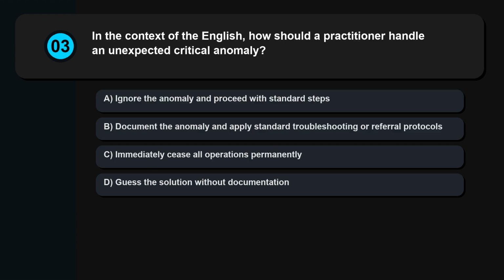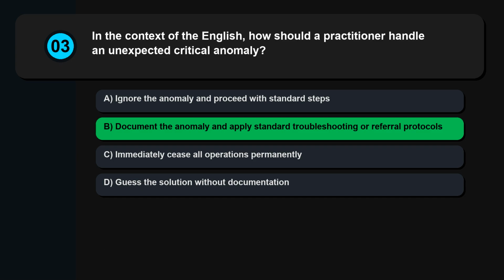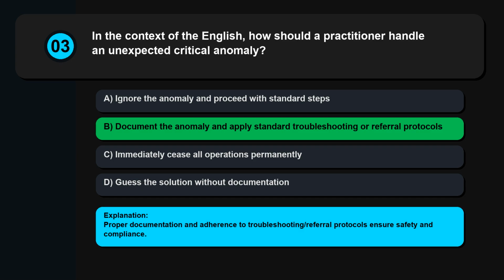Question 3. In the context of the English, how should a practitioner handle an unexpected critical anomaly? Ignore the anomaly and proceed with standard steps. Document the anomaly and apply standard troubleshooting or referral protocols. Immediately cease all operations permanently. Guess the solution without documentation. Proper documentation and adherence to troubleshooting/referral protocols ensure safety and compliance.